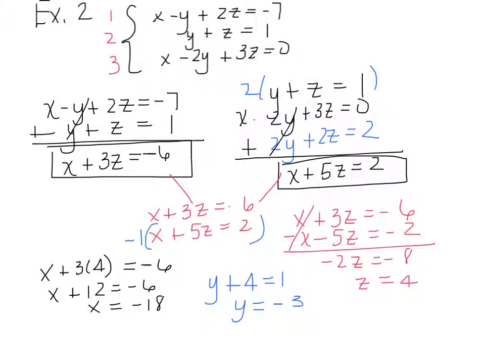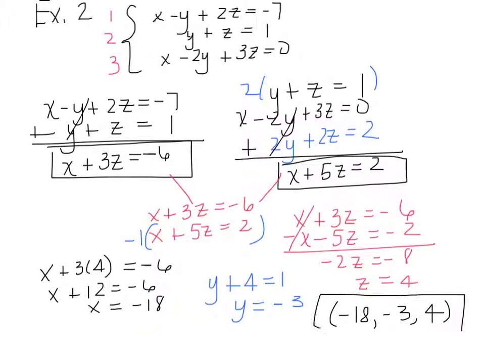Okay, so now I can write my solution. So my ordered triple would be negative 18, negative 3, and 4. Okay, then we'll try one more.